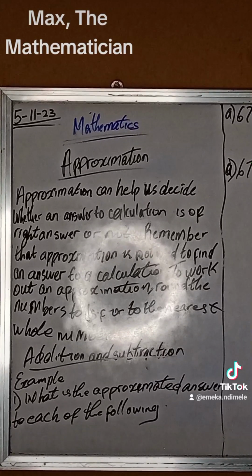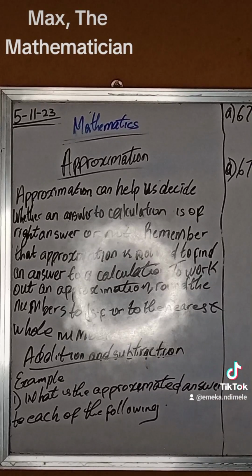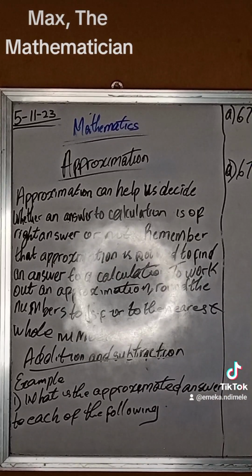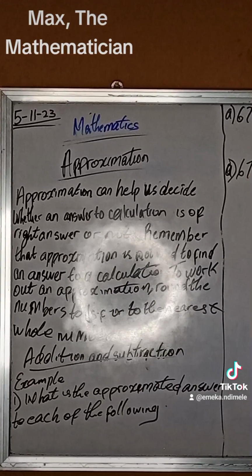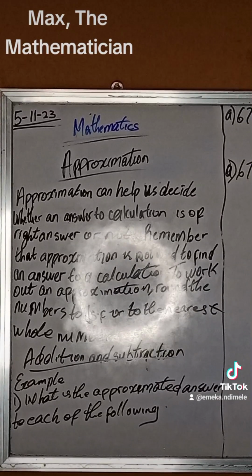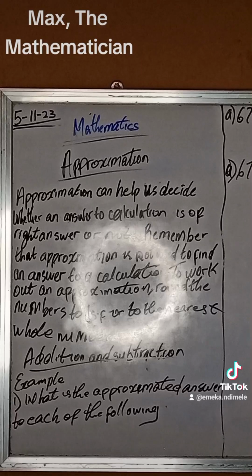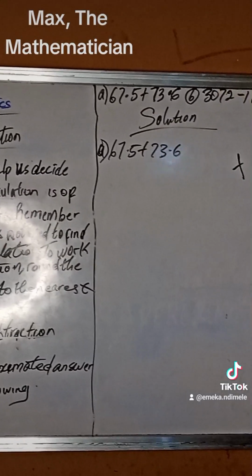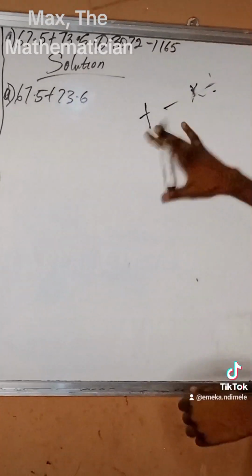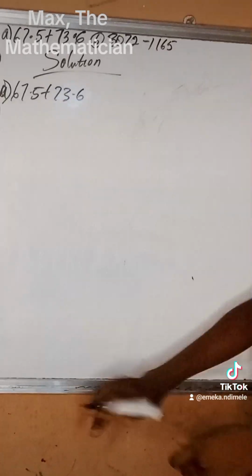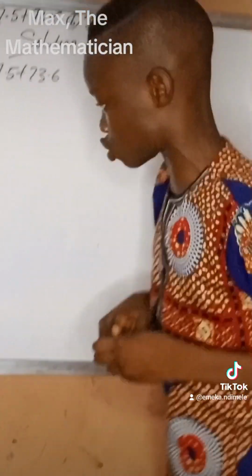You can either round it up to one significant figure, two significant figures, or a whole number. So this approximation, you can involve it in the four basic operations. What are the four basic operations? You all know them as plus, minus, times, and division. These are the four basic operations. So let's first deal with addition and subtraction.